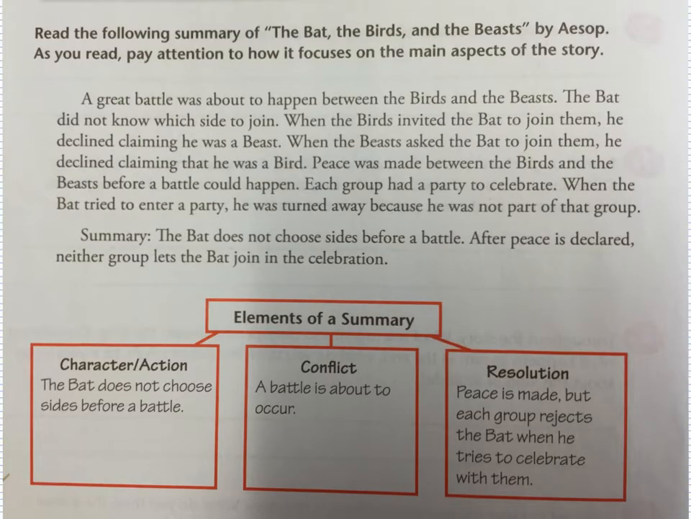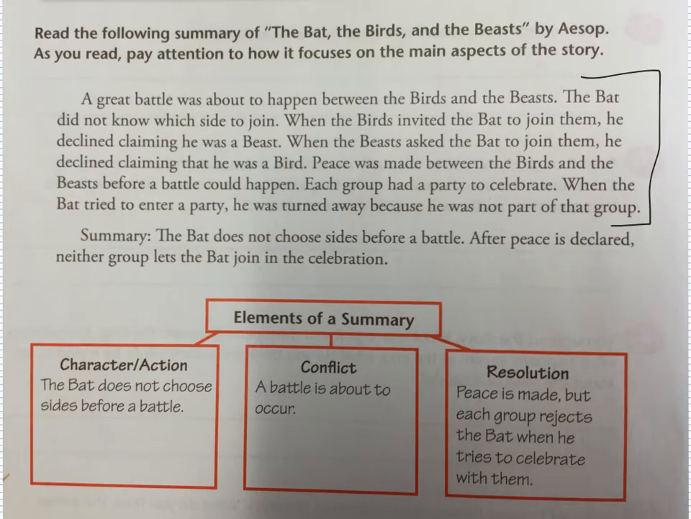Okay, so let's do a little bit of practice here. Right here we have a passage called The Bat, the Birds, and the Beasts, one of Aesop's fables. So we're going to read through that, and then we're going to check out what a summary of this little passage might look like. We're going to take a look at the different elements that are contained in that summary.